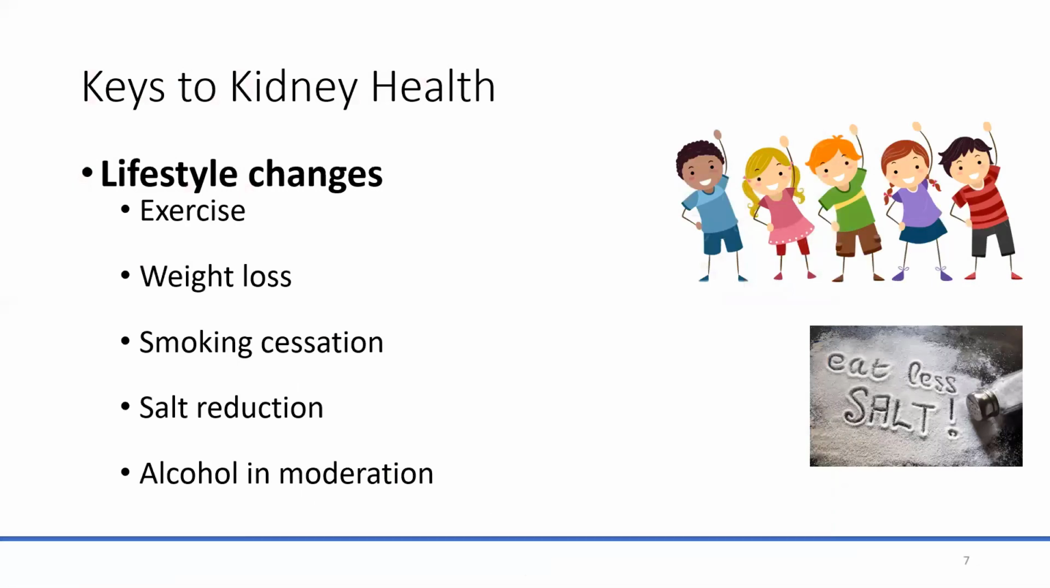So the keys to kidney health, and I'm bringing this up because I think at all stages of our kidney journey, we should try to maintain as much kidney health as possible to help our kidneys work as long as possible. So some of those things include lifestyle changes, some exercise, even if you can only start out with 5 minutes every day, walking or doing some chair exercises, that will really help with your kidneys. If you can lose a little bit of weight, if you're smoking, to stop smoking, if you're eating a lot of salt, to decrease the salt, and particularly decreasing processed foods, because that's where most salt actually comes from. And if you are drinking alcohol, to drink in moderation.